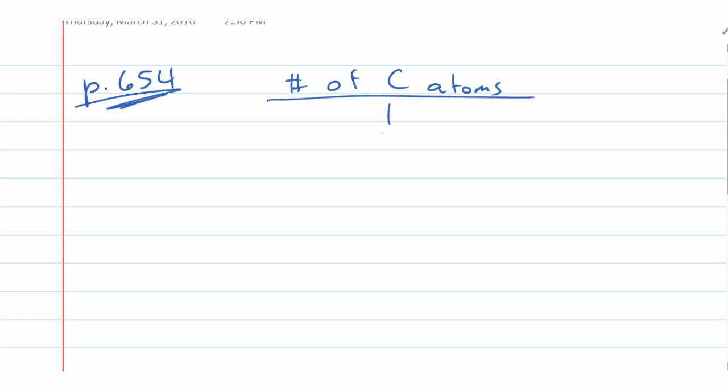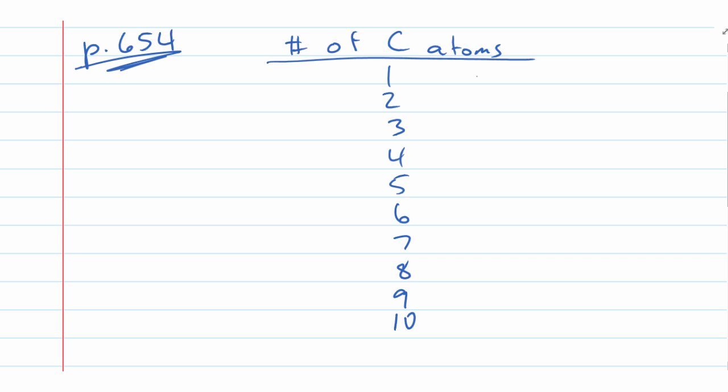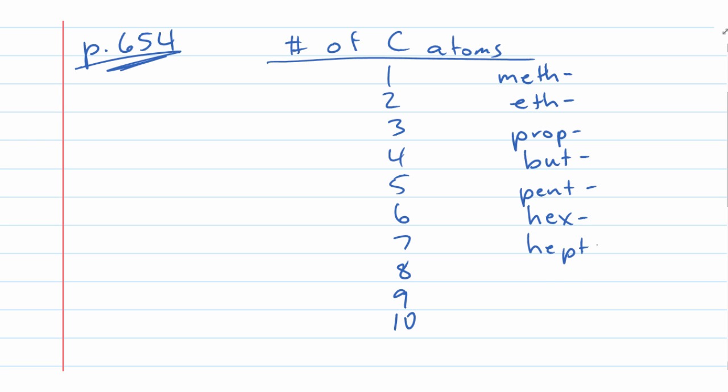And so we'll count 1, 2, 3, 4, 5, 6, 7, 8, 9, 10. You'll need to know the prefixes up through 10 carbon atoms. And those prefixes respectively are meth, eth, prop, but, pent, hex, hept, oct, non, and dec.